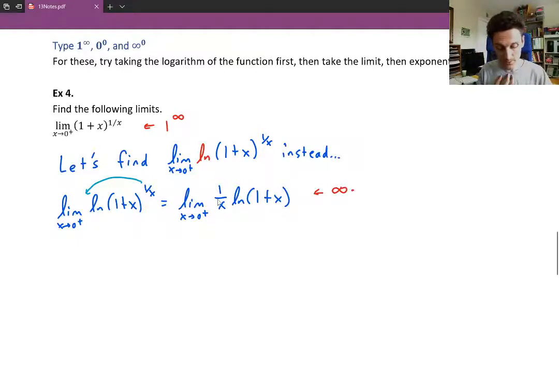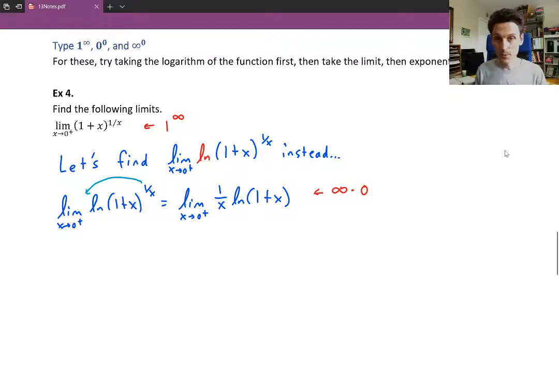So this part is going to infinity. Then we have times ln of 1 plus x. Well, if we plug in x equals 0, we get 1 plus 0, which is 1, and the natural log of 1 is 0. So it looks like this new limit that we have after applying the natural log to the original function is infinity times 0.